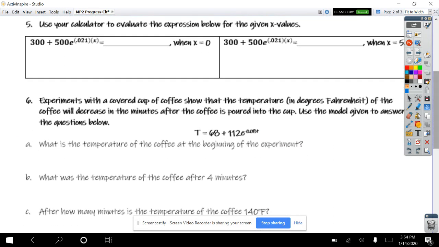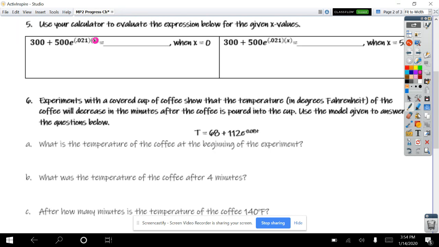All right, so number 5, this is asking us to use our calculator to evaluate each expression for the given x values. So for the first one, it's giving us an expression telling us to plug in when x is 0. So just replace the x with 0. I'm not going to write the whole thing out, but you're just replacing x with 0 in the expression.